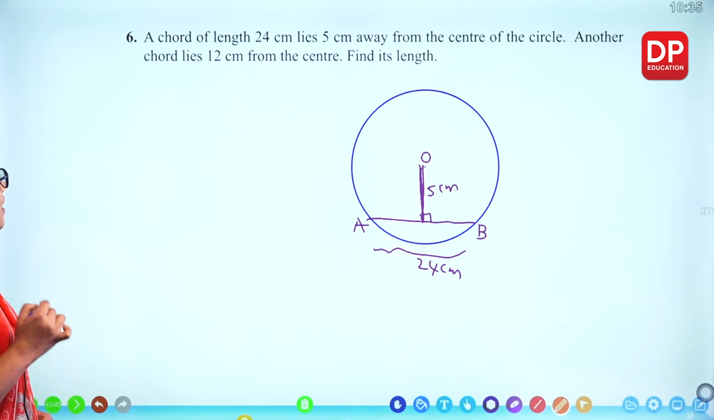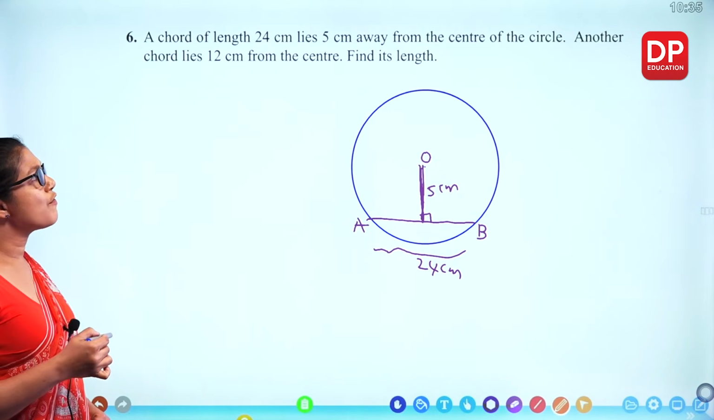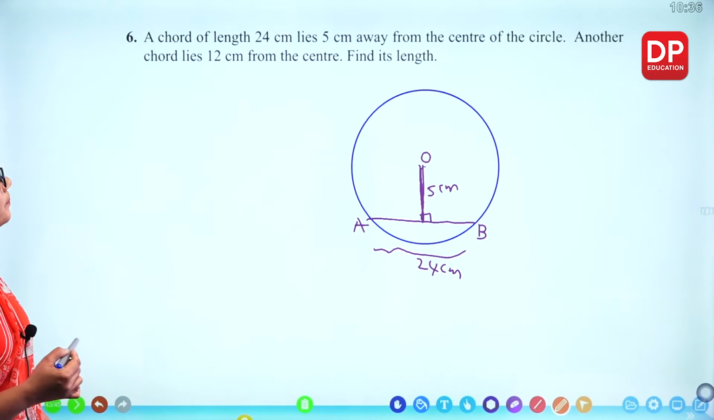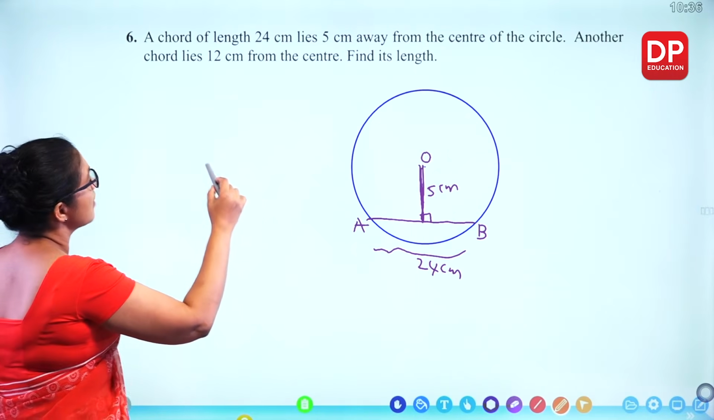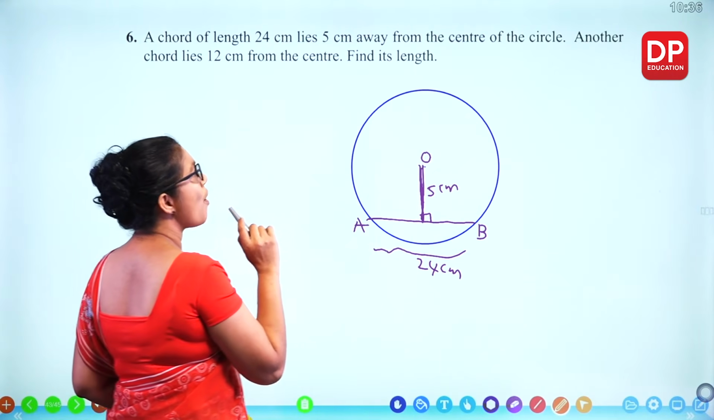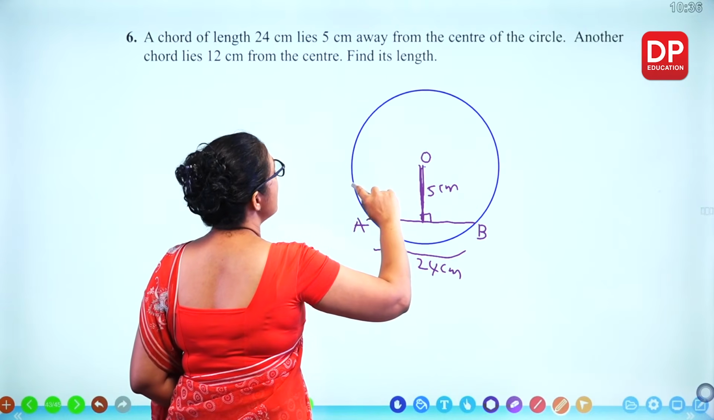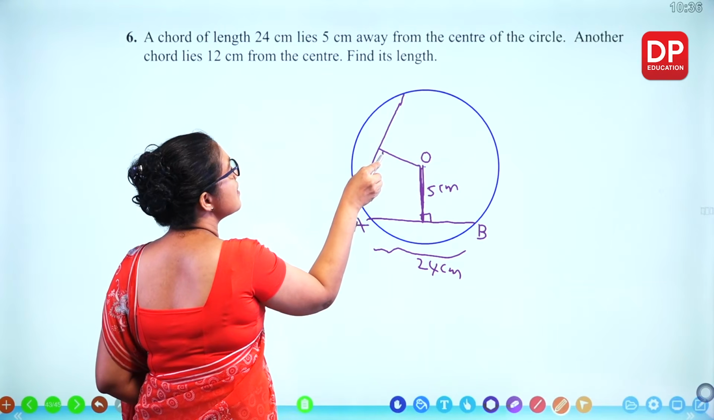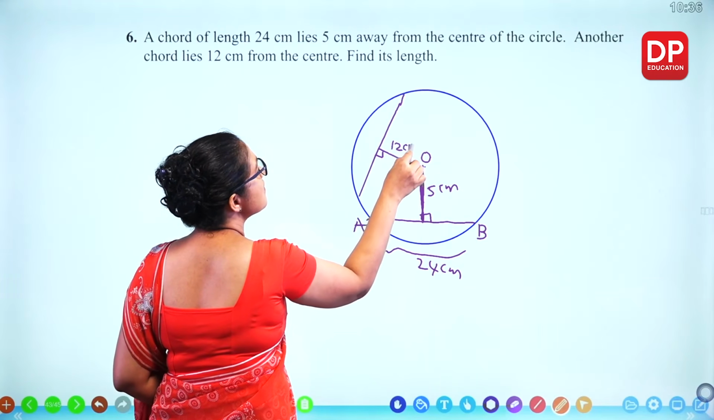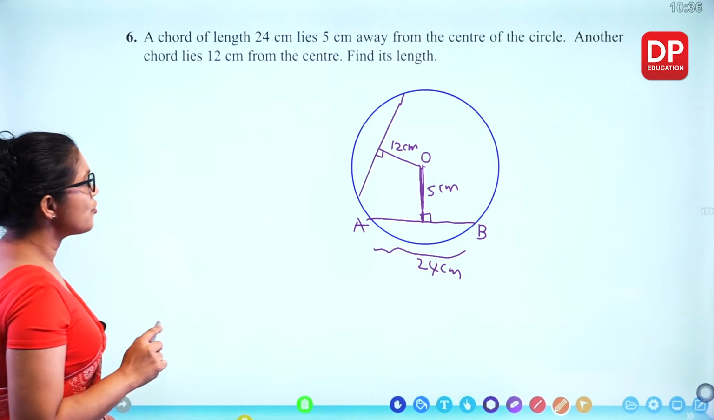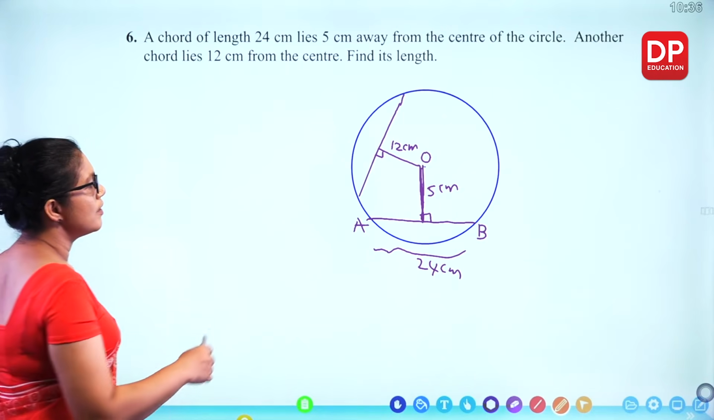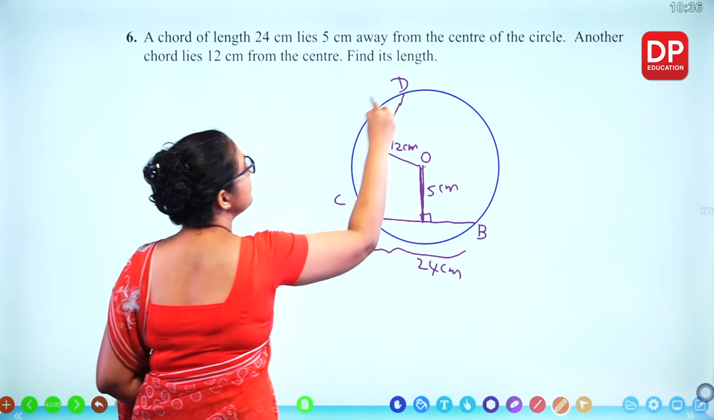And another chord lies 12 centimeters from the center. Find its length. So here there's another chord 12 centimeters away from the center. So we'll draw another chord somewhere here, and this length is given, 12 centimeters. You are asked to find out the length of this chord. So we'll put CD or something.